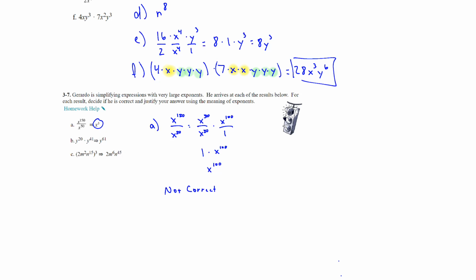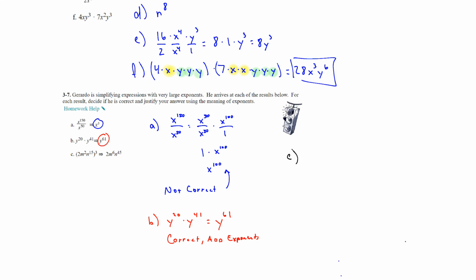So he's not correct, and the reason is we showed our work up here as to what the answer should have been. On B, we have y to the 20th times y to the 41st is equal to y to the 61st is what they have. So what do we do when we're multiplying? If you think about this, you're going to have y to the 20th, so y times itself 20 times, y times itself 41 times, so that gives you a total of 61. So on that one, yes, he is correct, because we need to add the exponents.